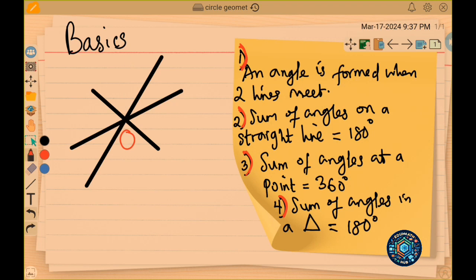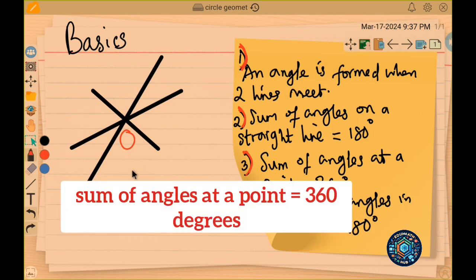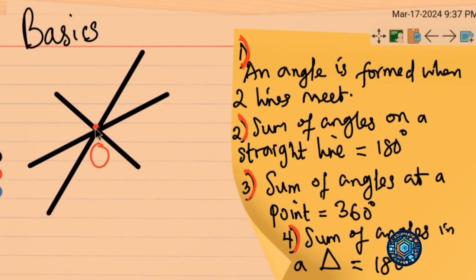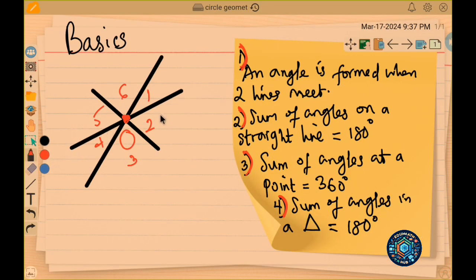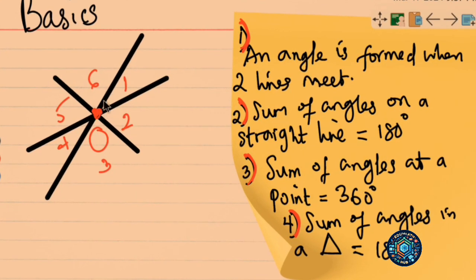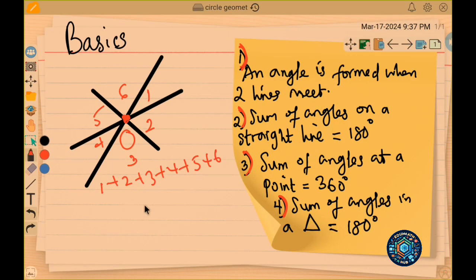The third one is the sum of angles at a point is equal to 360 degrees. So we have this figure here. We have all these lines meeting at a particular point. The name of that point is center O. So let's count how many angles we have here. You have 1, 2, so there are 6 angles here, and all these 6 angles are meeting at this particular point. Since these angles are meeting at this particular point, the sum of angles at this point will be 360 degrees. If you add all these angles together, angle 1 plus angle 2 plus, if you add everything, you must get 360 degrees because all these angles are meeting at the point.